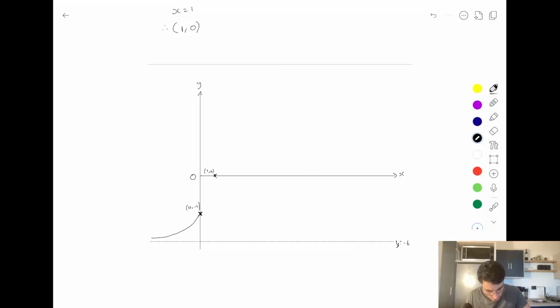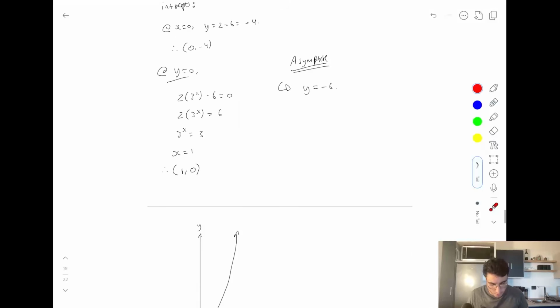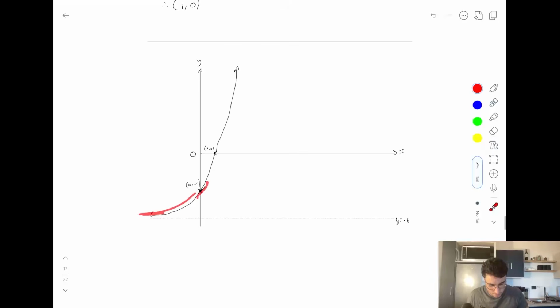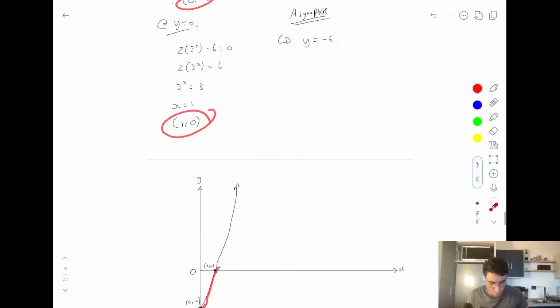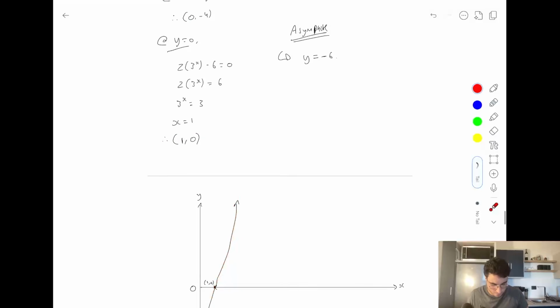And we are just going to gently draw the graph going up, okay? Where y equals minus 6 is our asymptote, sorry. We can't ever touch it, and we're going to come up gently. We're going to pass through 0, minus 4. We're going to go through 1, 0. And we're going to keep going. Okay.